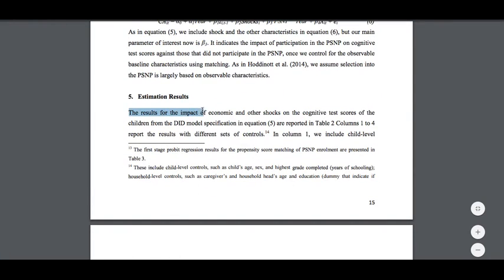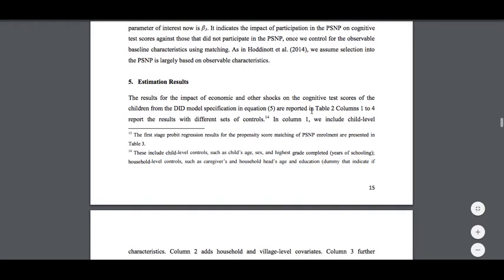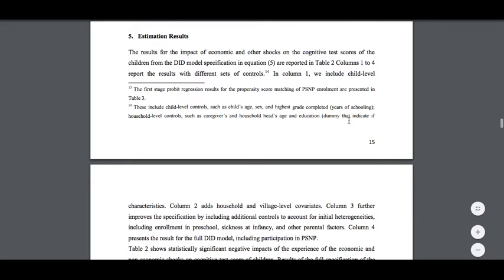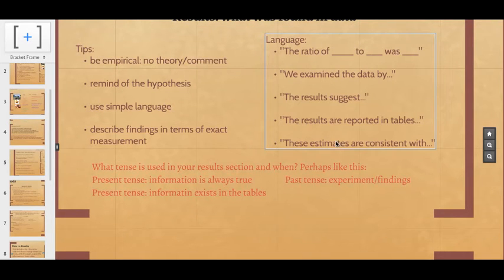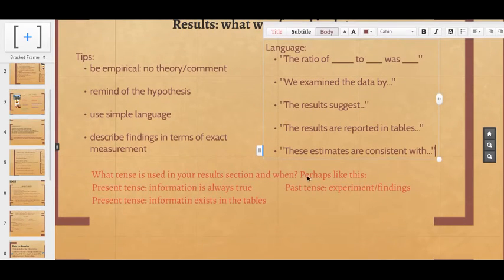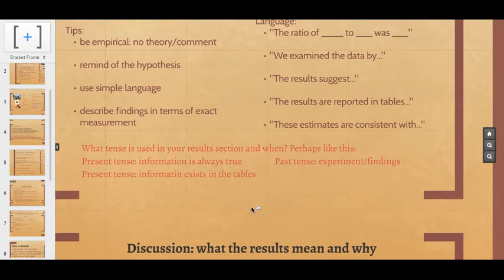The results are found in, right? Are reported in. The results are reported in table 2. That's a great sentence. Use that, right? I put some examples of how you can do that here.